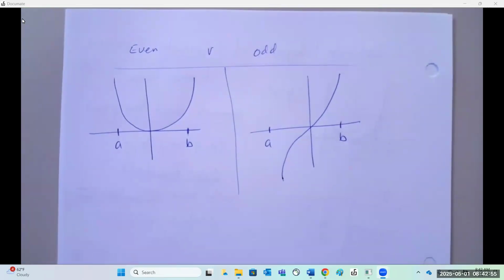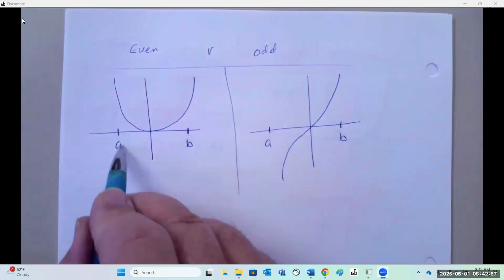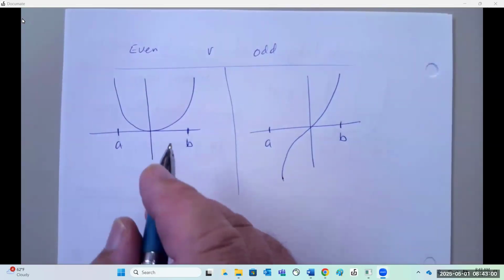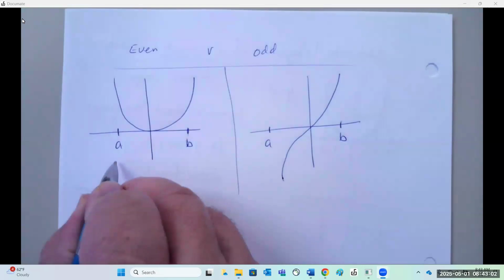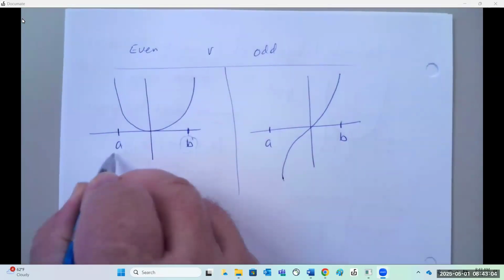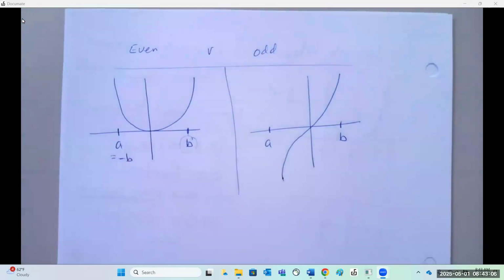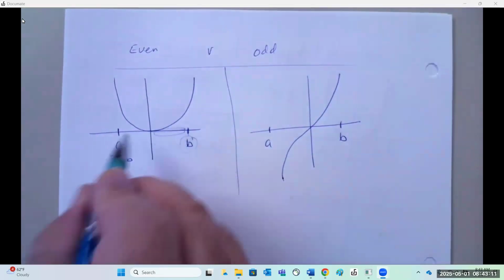If we're talking about symmetry, A and B have to be related. So basically, if this is B, this one has to be -B. It has to be the same distance away from the origin. This distance has to be the same as that.